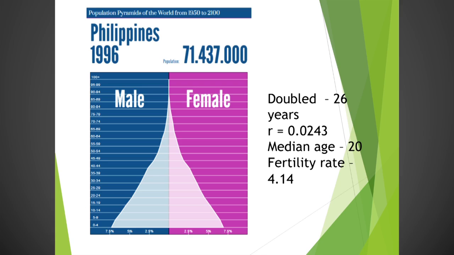Okay. From 1970 to 1996, our population doubled from 35 million, it ballooned to 71,437,000. So the doubling time was only 26 years. And at that time, the rate of population growth was 2.43%, or r is equal to 0.0243. And the median age was 20 years old. The fertility rate is 4.14. We'll discuss the fertility rate in a few minutes.